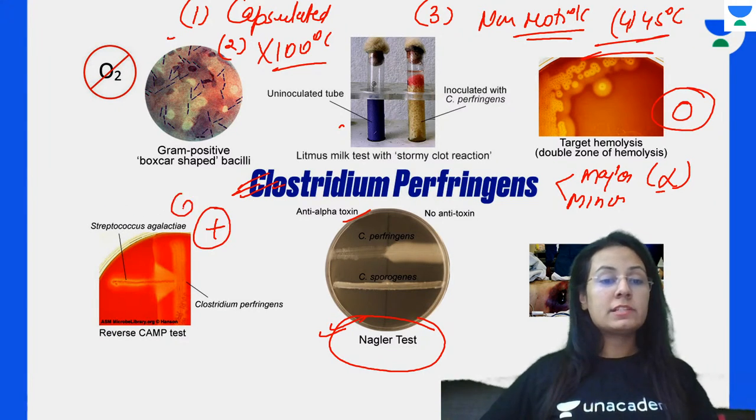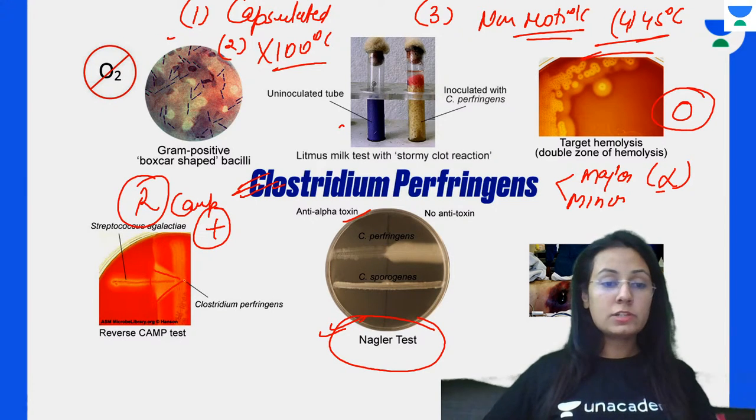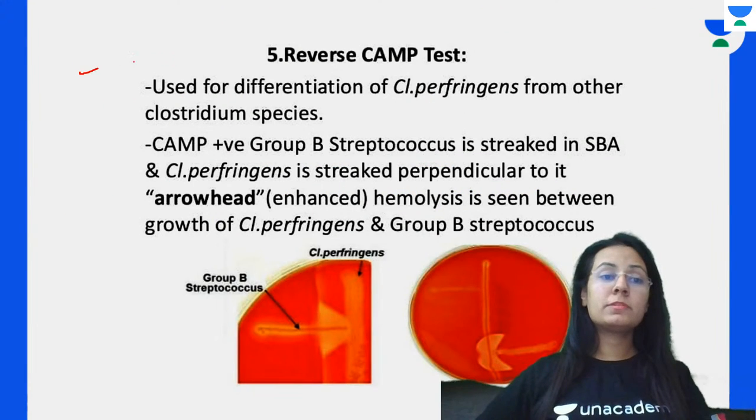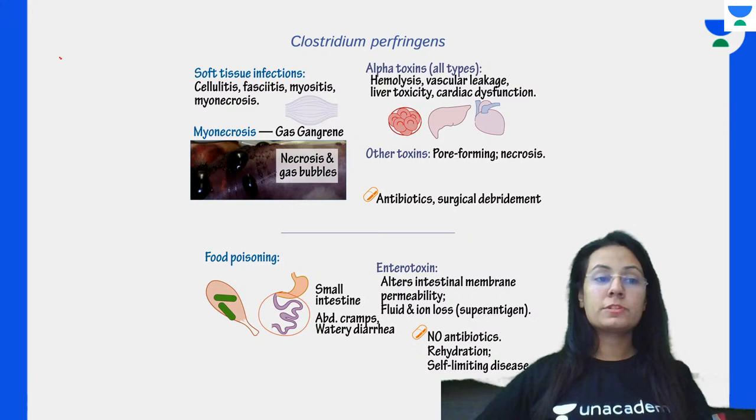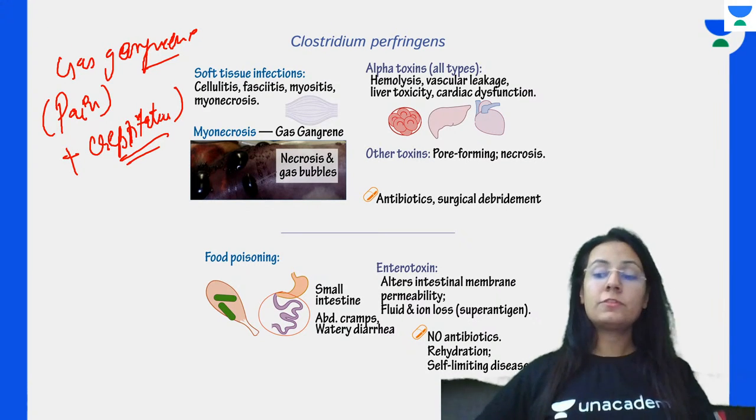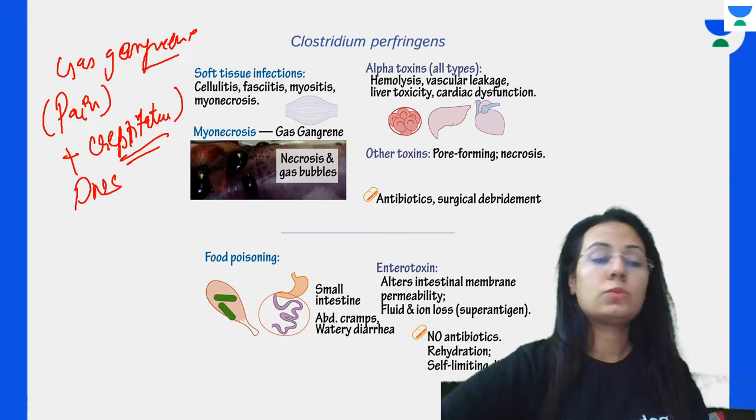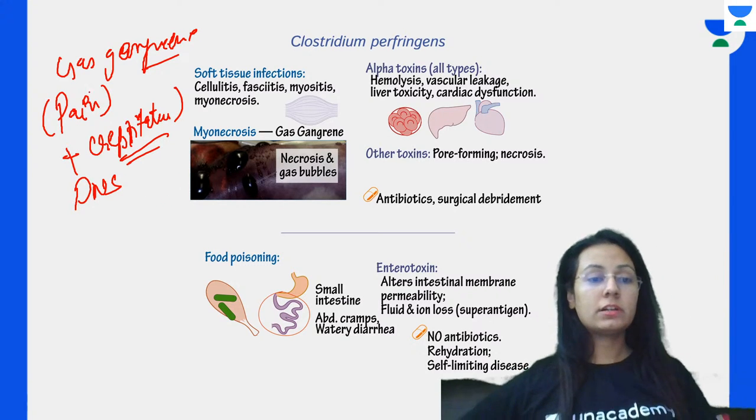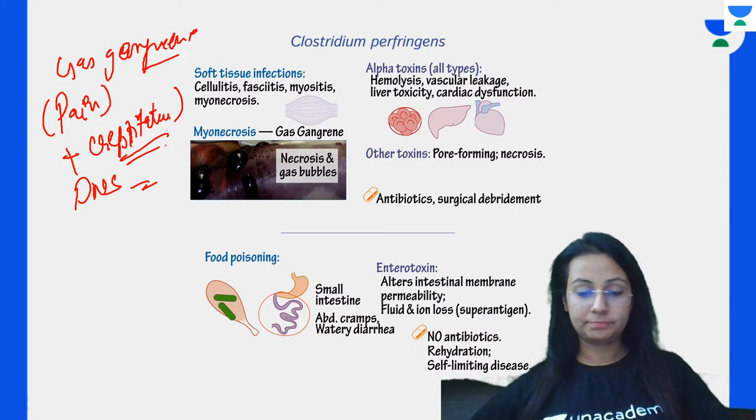Other than this, the reverse CAMP test, that is the arrowhead zone of beta hemolysis, when they come in contact with Streptococcus agalactiae. Mainly responsible for causing gas gangrene. In gas gangrene, pain is present at the site, plus crepitus, which is characteristic. Apart from Clostridium perfringens, it is the PNS, that is Clostridium perfringens, novyi and septicum, mainly responsible for causing gas gangrene, other than histolyticum as well.